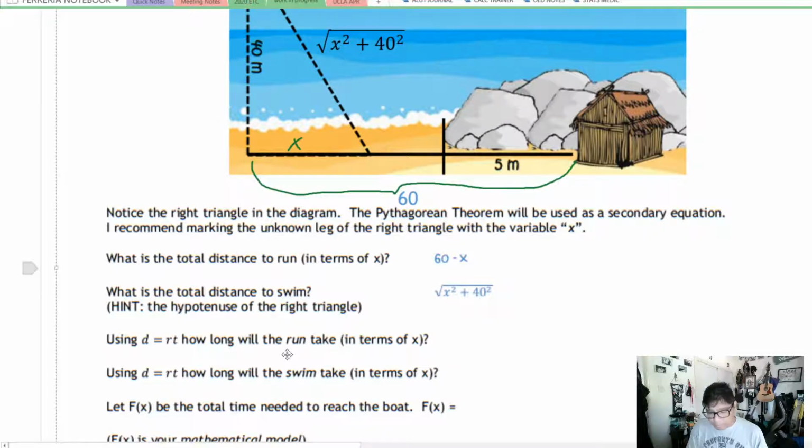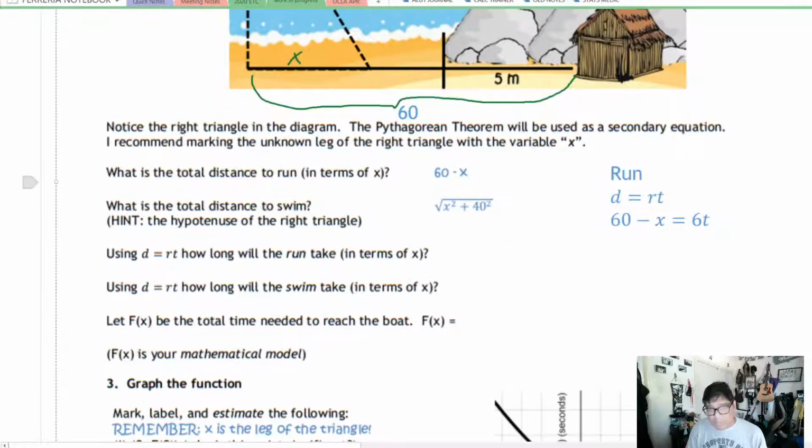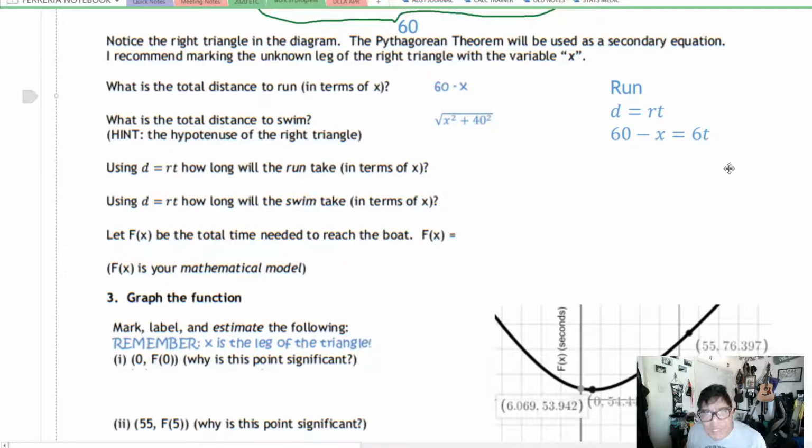Let's figure that out right now. So for the run, the distance is equal to rate multiplied by time, which means that the distance 60 minus x is going to be equal to 6t. We're running at 6 meters per second, so 6 meters per second for the rate here, times the time. Now, to get the time, we're just going to solve that. So the time that we're going to run is just going to be 60 minus x over 6.